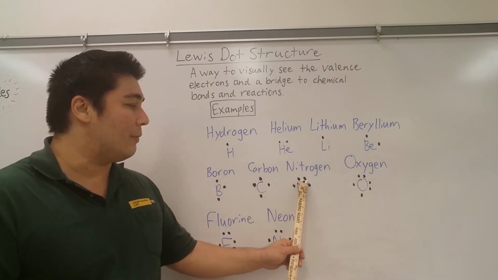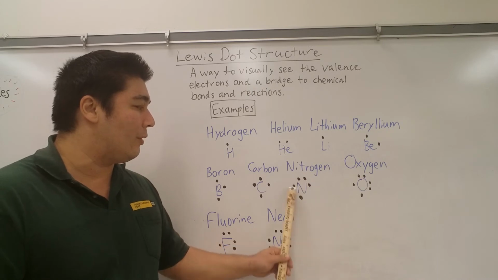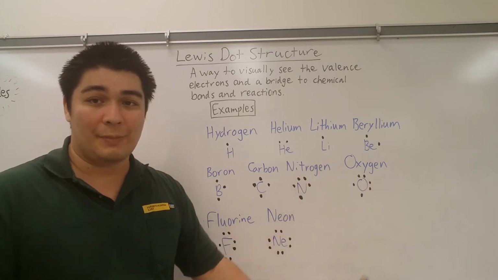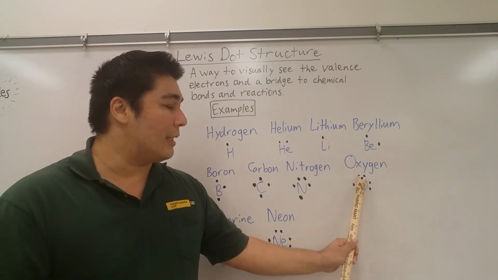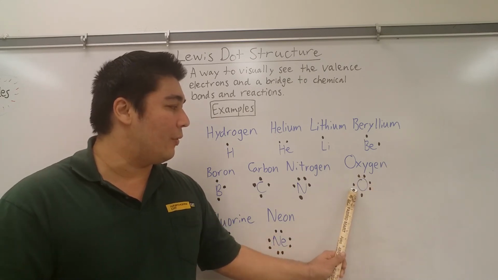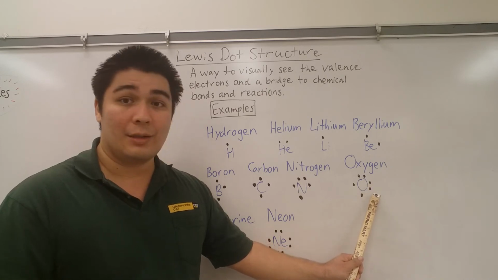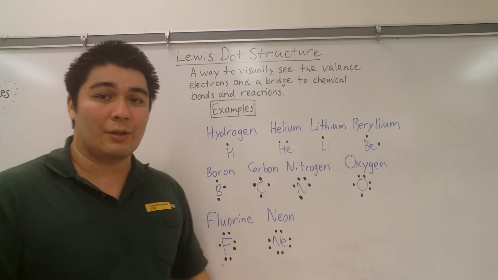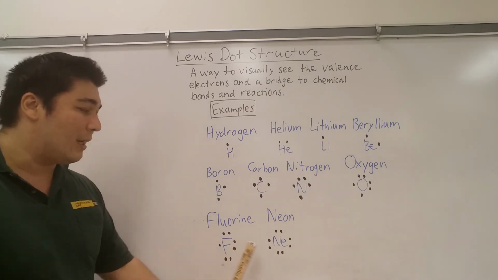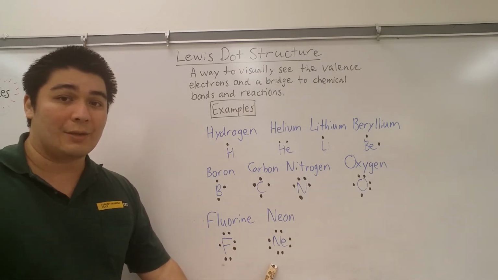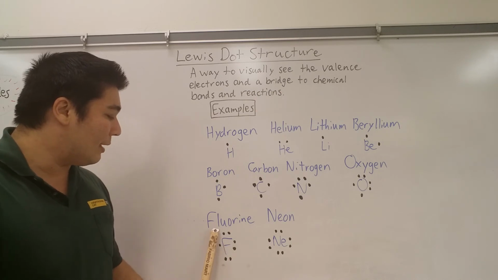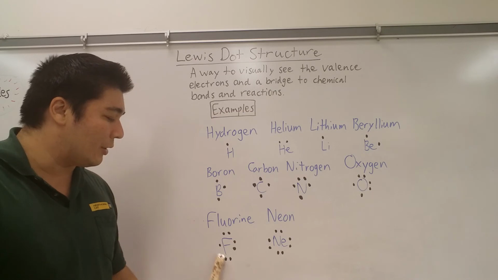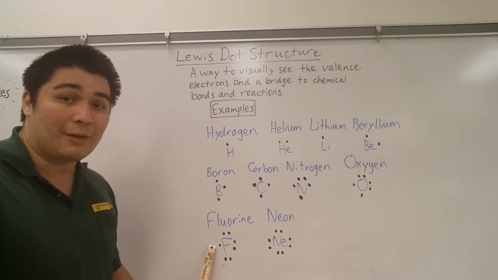So as you can see, 1, 2, 3, 4, 5. So we go around the circle first, and then we start pairing up the electrons, like you see in oxygen, 1, 2, 3, 4, 5, 6 valence electrons, so we start plugging them in around the circle. And when we get around the circle twice, we have now a fully noble gas right over here. Fluorine, on the other hand, as you can see, has 3 pairs of electrons and 1 unpaired electron.